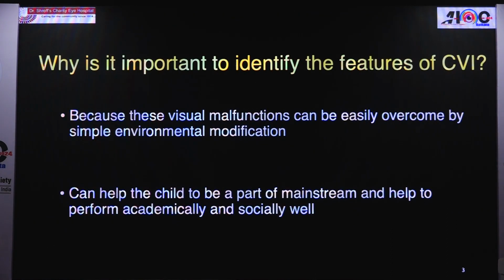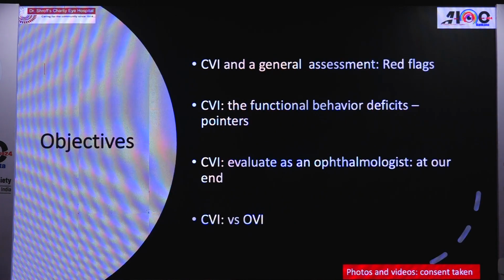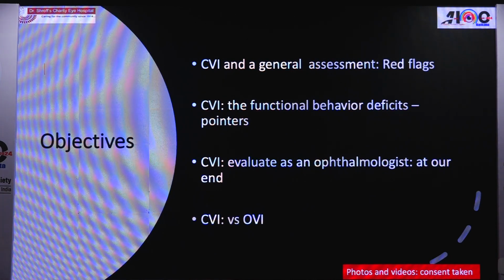But why is it important to know the features of CVI? Because these visual malfunctions can be easily overcome by simple environmental measures and can help the child to be a part of the mainstream and perform academically and socially well. So in the next few slides, I will be taking you through some red flags of how to assess a CVI child as he presents to our OPD.